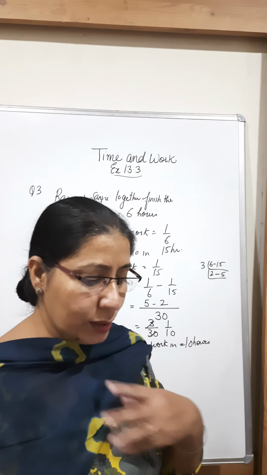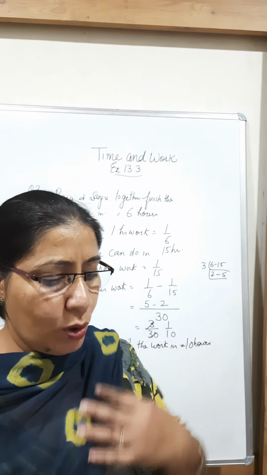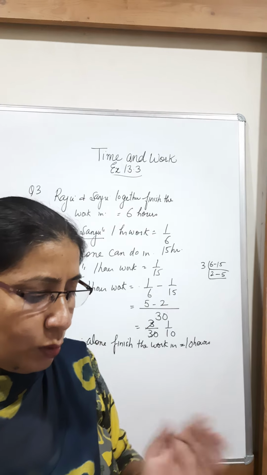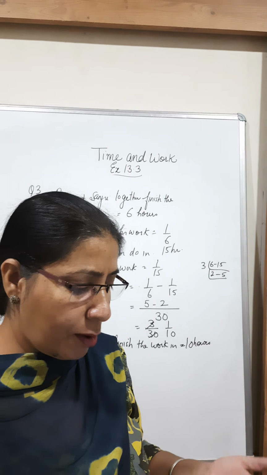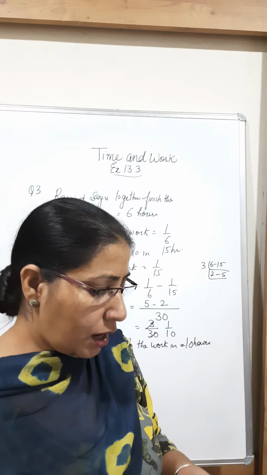The next also you can do the same. A and B can do a piece of work in 12 days. B alone can finish it in 30 days. In how many days can A finish it? Now coming to question number 5.